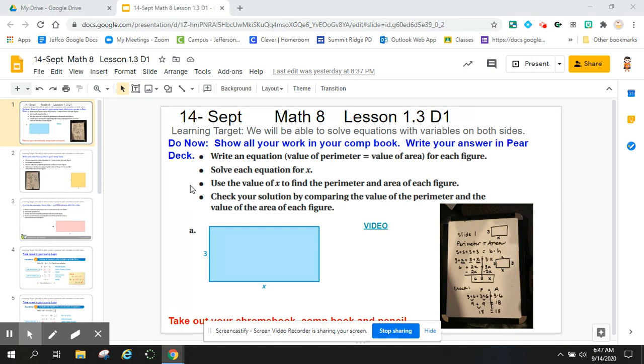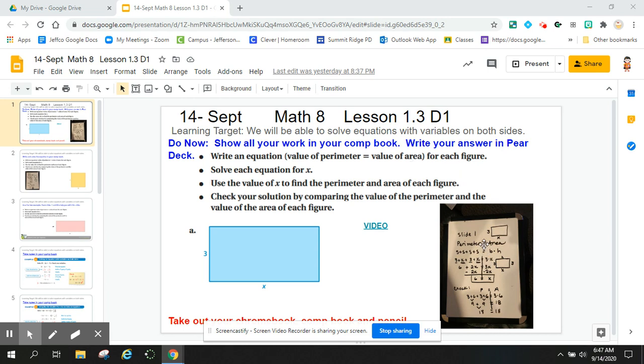So today in your comp book, I want you to start off by making this rectangle here, labeling the side lengths. This side length is 3. This other one is x. I want you to write an equation. Now what we're going to do is say that the value of the perimeter is equal to the value of the area.